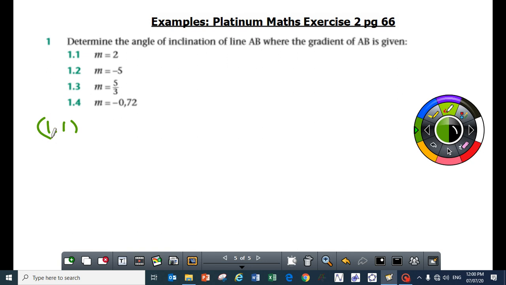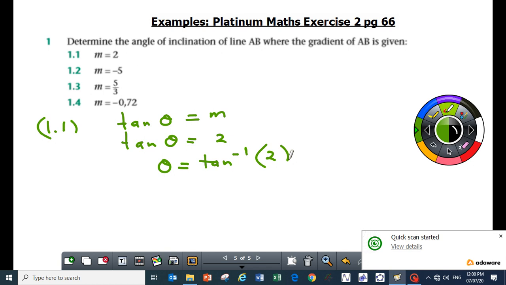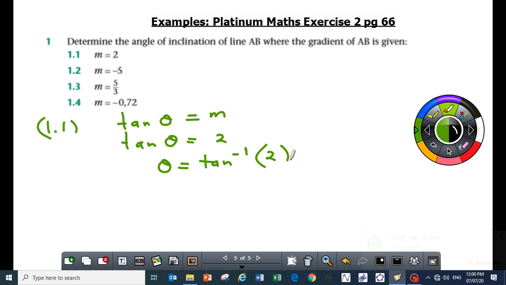Okay? So, since the gradient is positive, we write tan theta equal to m. It's very important for you to write your formula first. Okay? Then you substitute. We want the angle of inclination, but the gradient is 2. So theta will be equal to shift tan of 2, like that. And then you use your calculator. So it's shift tan of 2. The answer to that is 63,43 degrees, to 2 decimal places.